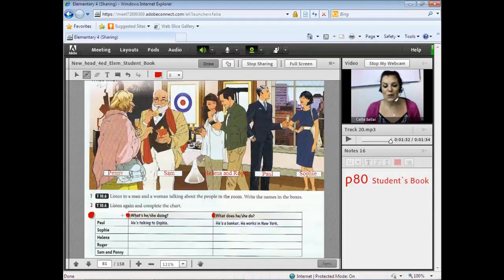So the first one is already given as an example. We are going to listen to that and complete that one together. So listen carefully. Just look at the first one.